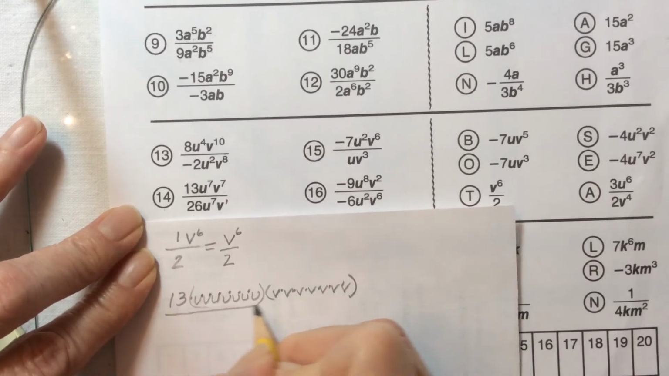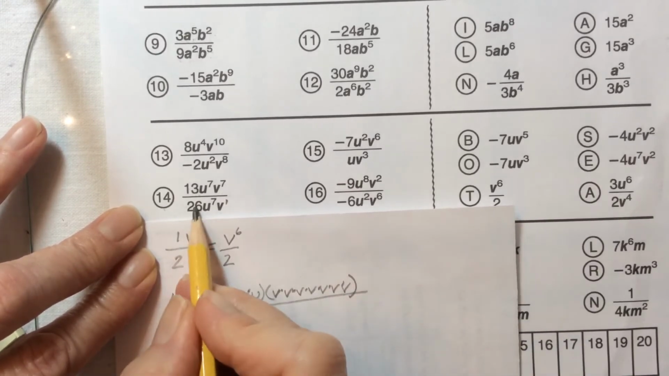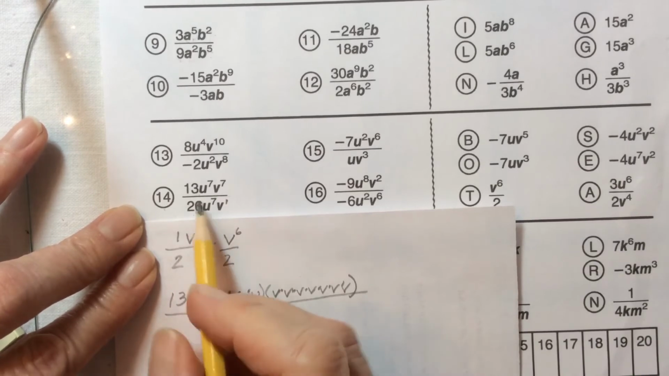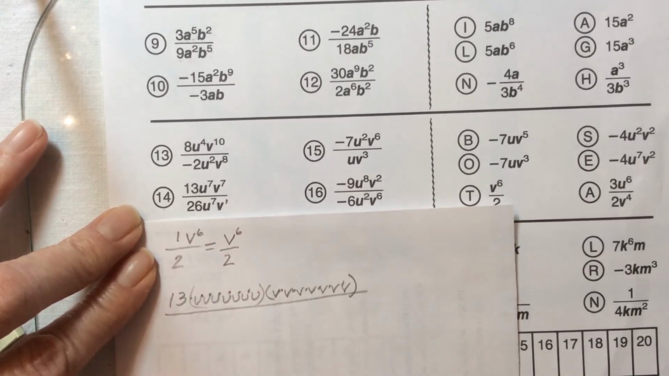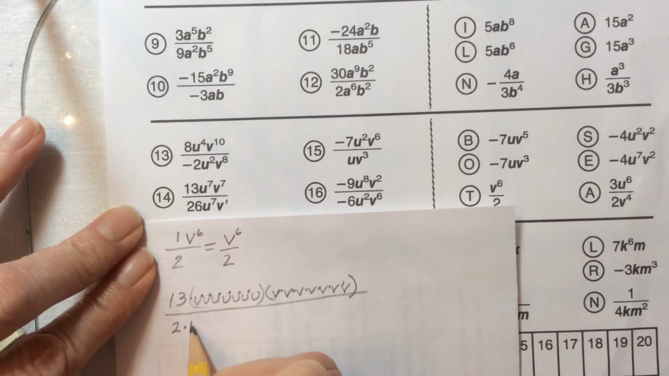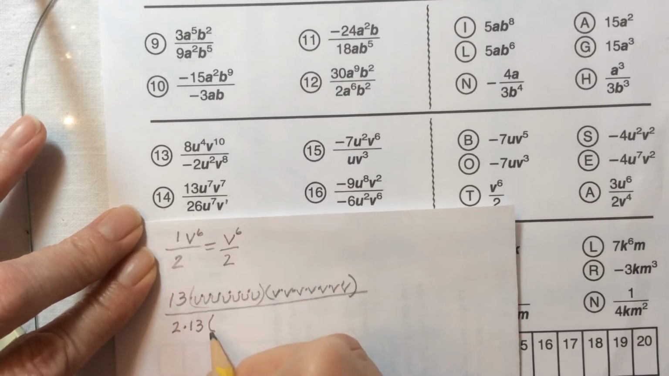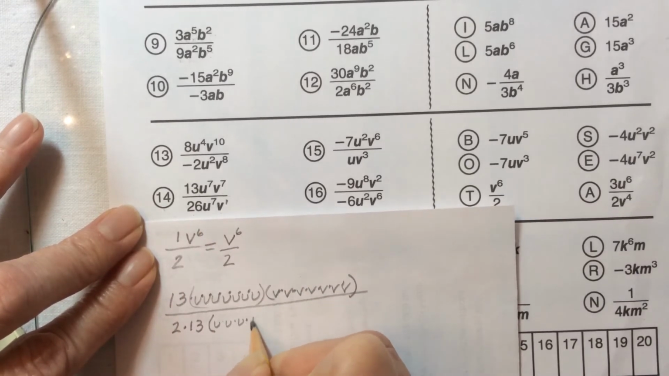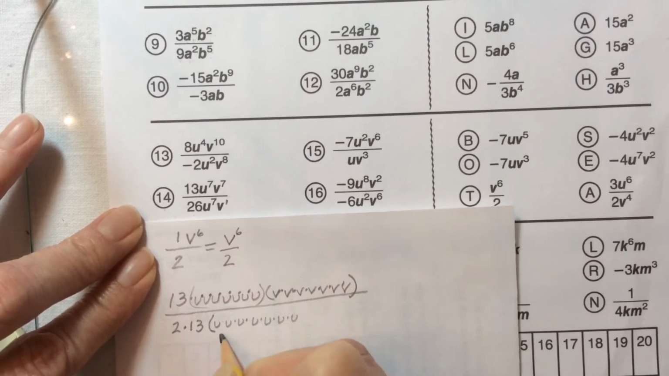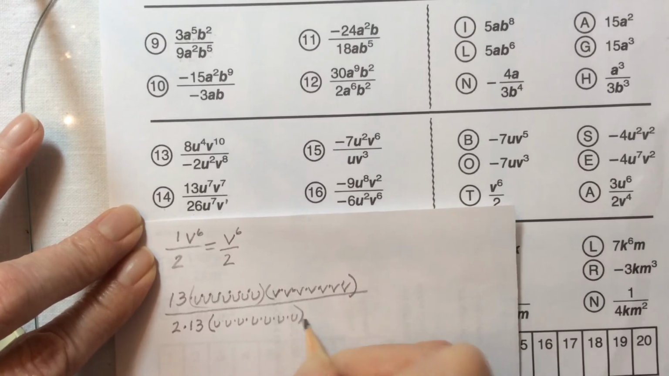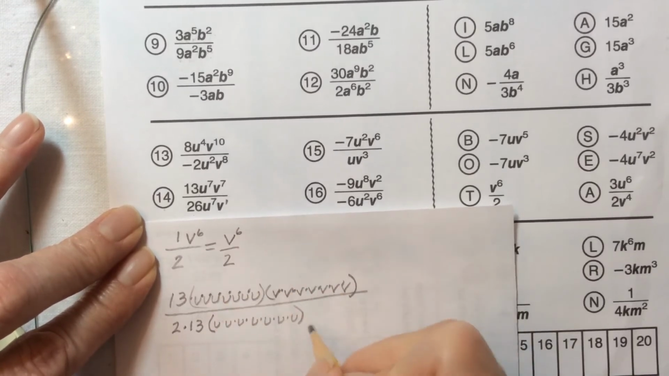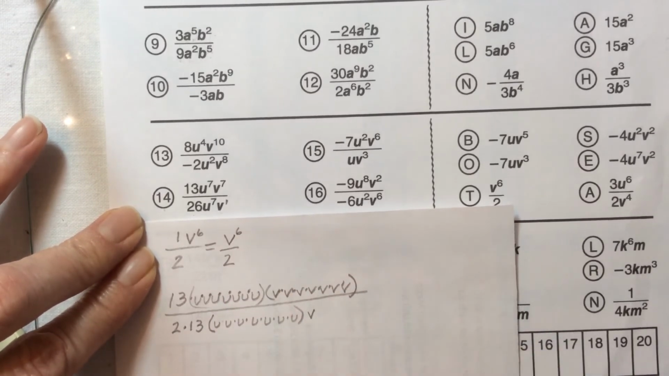And then on the bottom, we've got 26. So 26 is actually 2 times 13, so we can factor that, 2 times 13. And then we will factor u to the 7th: u, u, u, u, u, u, and u. 1, 2, 3, 4, 5, 6, 7. And then we've got 1 v down here.